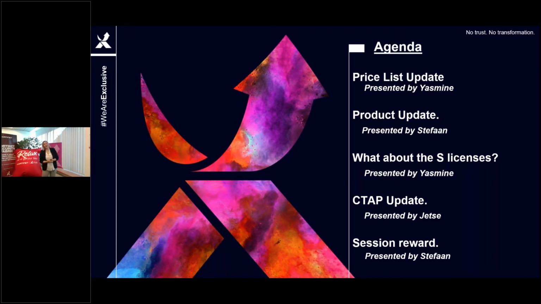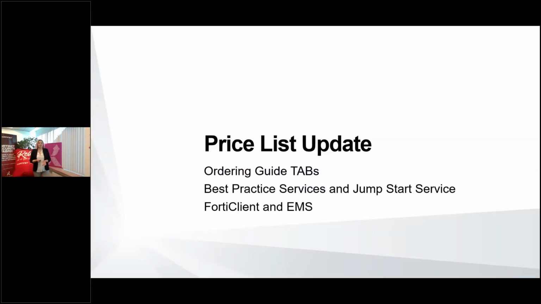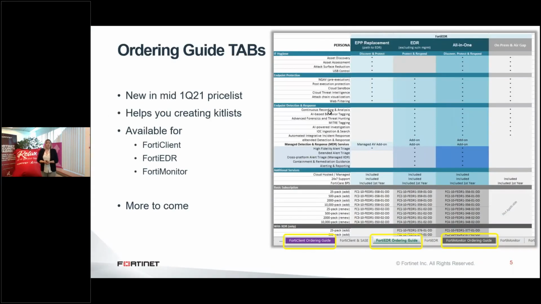Good morning, everybody. Today, the first topic we are going to handle is a price list update. The ordering guide tabs, which are new in the price list, the best practice service, which is also a new term, and more information about the FortiClient and the EMS. So there's a second new price list in Q1 where you can find extra tabs with ordering guides in it. It's ordering information, actually. This will help you building kit list and which SKUs you need to choose.